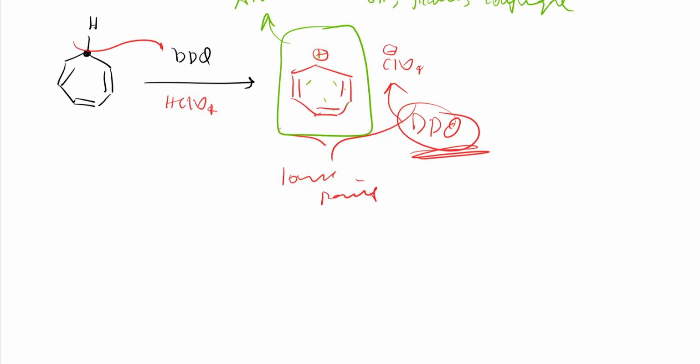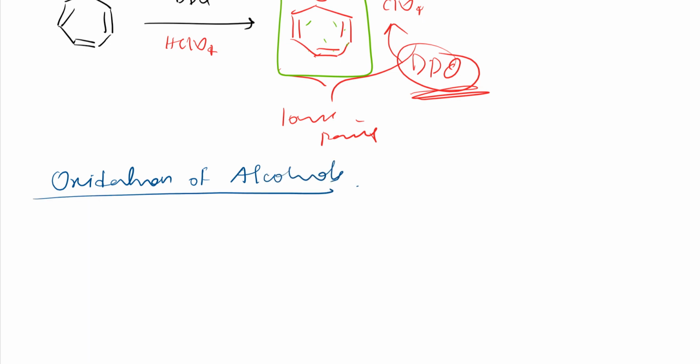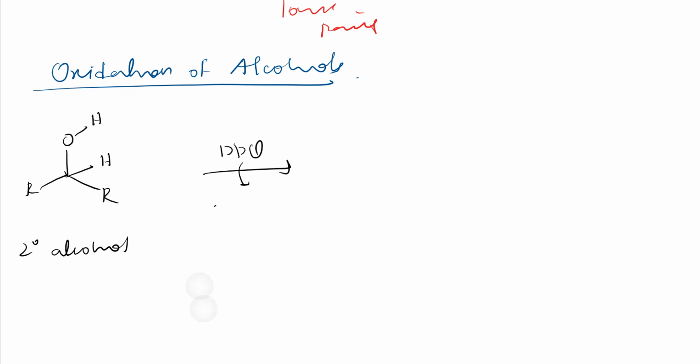And the next application of DDQ is oxidation of alcohols. Oxidation of alcohols, right? So let us see them. So this is also very easy. See what kind of alcohol it is. Secondary alcohol, right? So here one hydrogen is there. So this DDQ, first what it will do, as it is electron deficient, I have told it is electron deficient, right? So it will take hydride first, right?